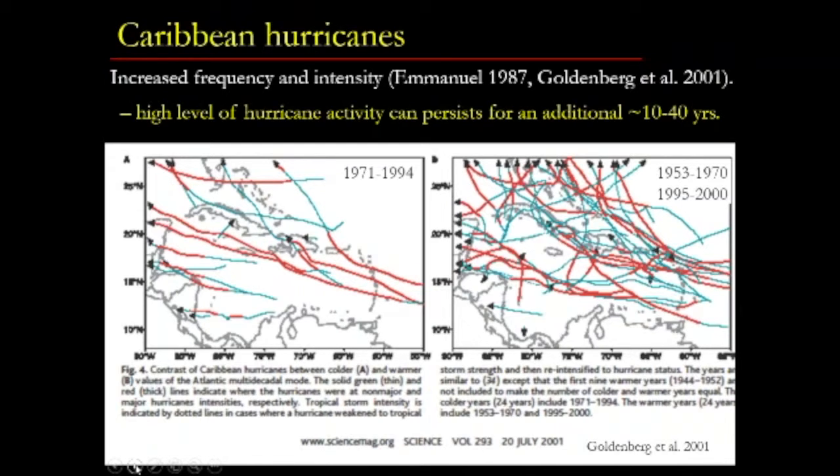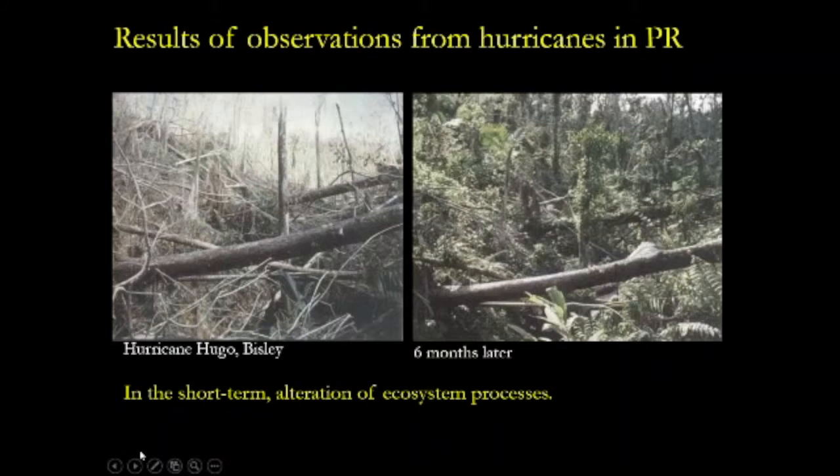So we know that these global models are saying that the temperature is going to increase in terms of the projection in the next 40, 50 years. That might lead also to a higher level of hurricane activity. So it's important for us to understand what impact these hurricanes will have on the system. Of course, we have had hurricanes. In Puerto Rico, we had Hurricane Hugo.